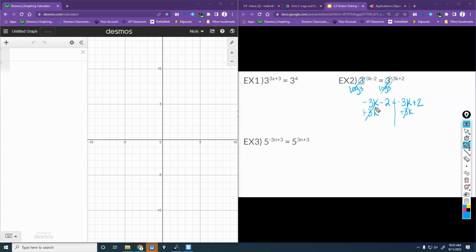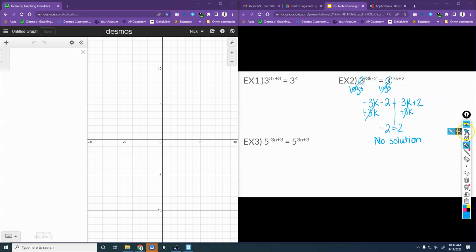The 3k's cancel on both sides. Since that happens, we're just left with negative 2 equals 2. Do I have a k to solve for anymore? No. Is negative 2 equal to 2? So what do I say whenever this happens? Close. It's a different expression. No solution. It's no solution. Yeah. Undefined is not a terrible answer there, though. You had the right idea.